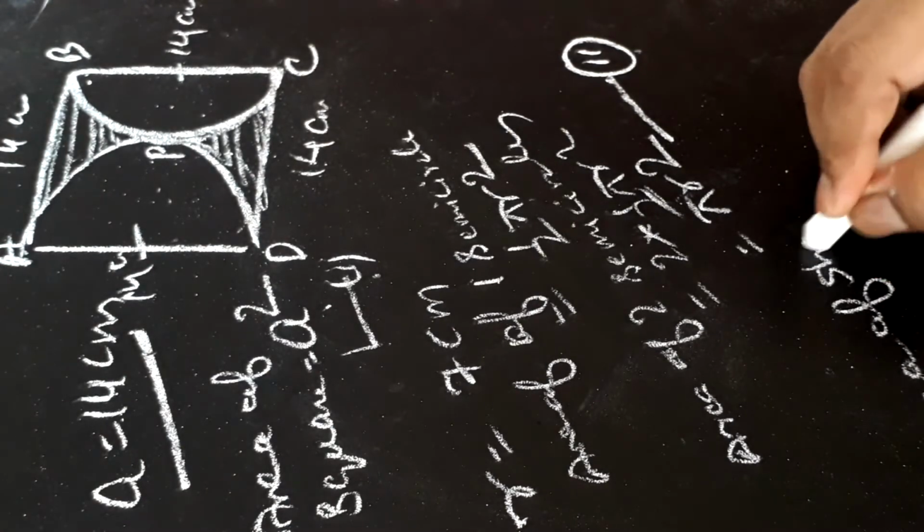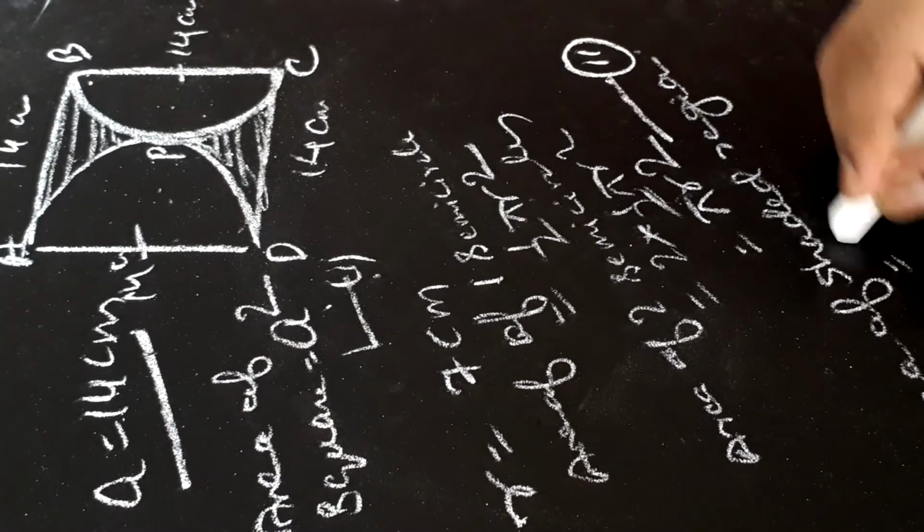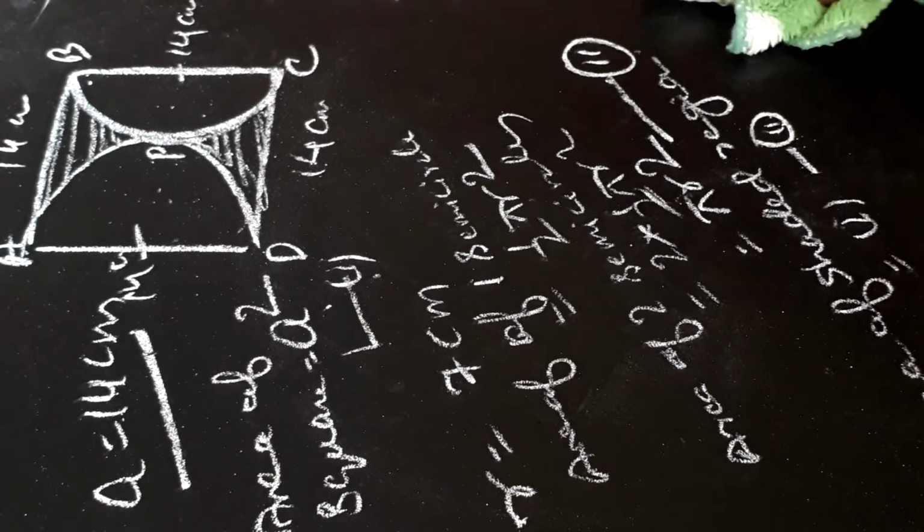Area of shaded region is equal to 1 minus 2. I think you will get the answer.